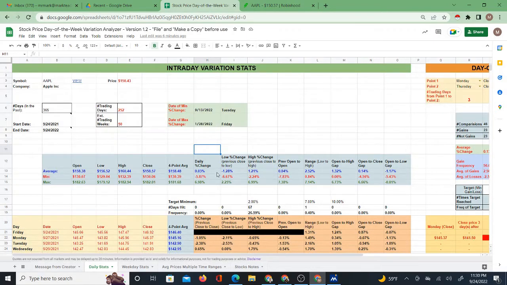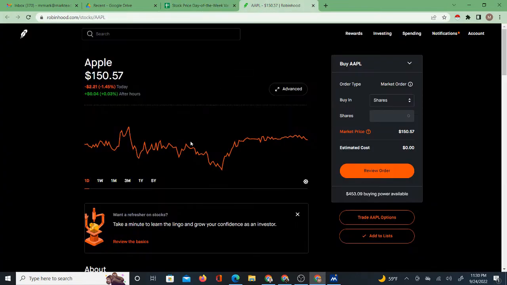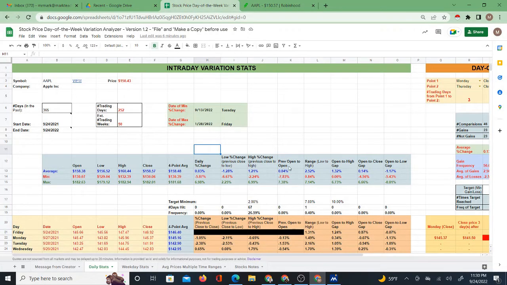All right, so I have an overall average, I have a minimum, and I have a maximum. And then I have the low percent change, I have the high percent change. Right, so this means basically the lowest one that occurred, and I have the highest percent change that occurred on each of these days. I also have, and I'm just kind of going through these briefly, in other videos I can go over these things more, but basically previous open to open. So this is kind of like percent change, but comparing open prices.